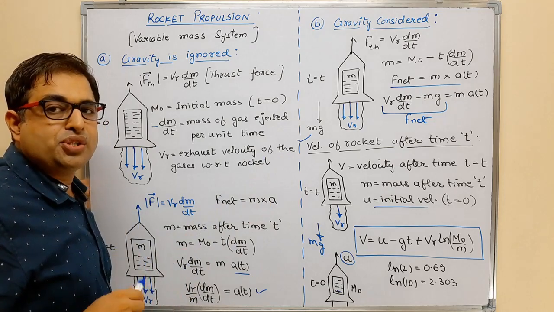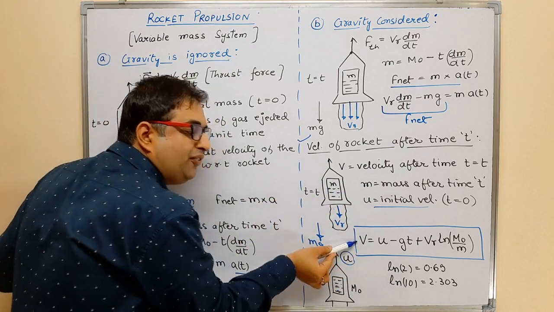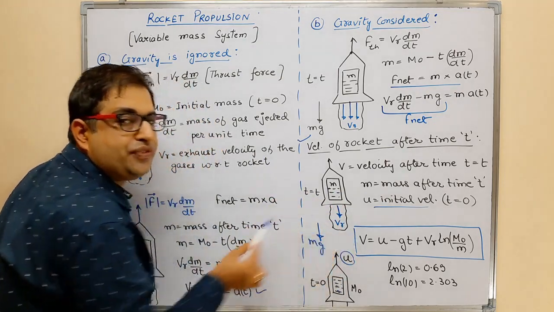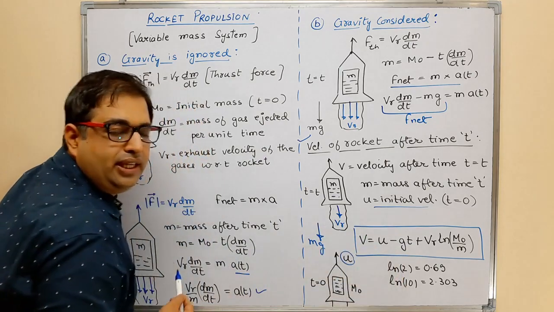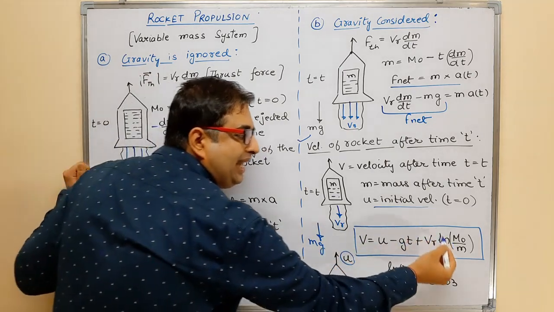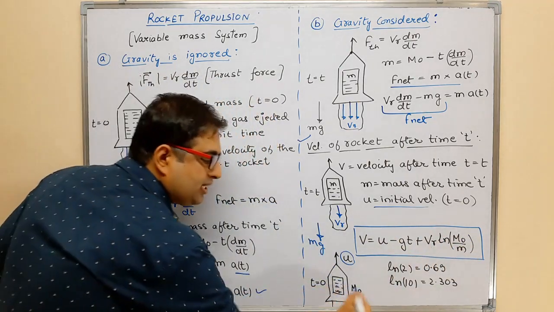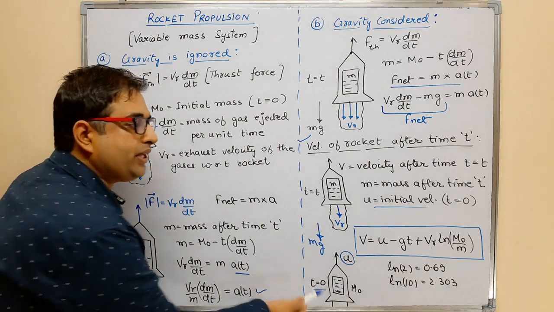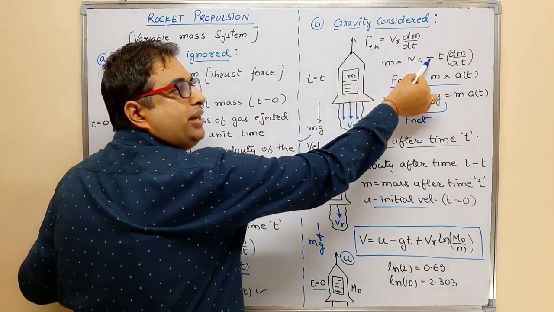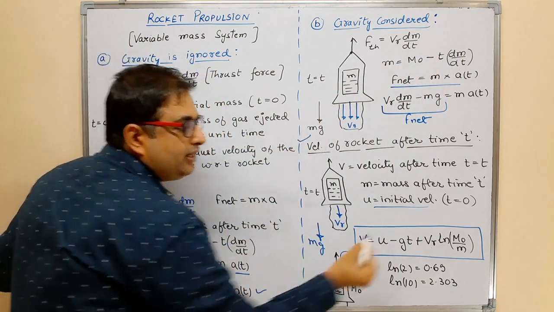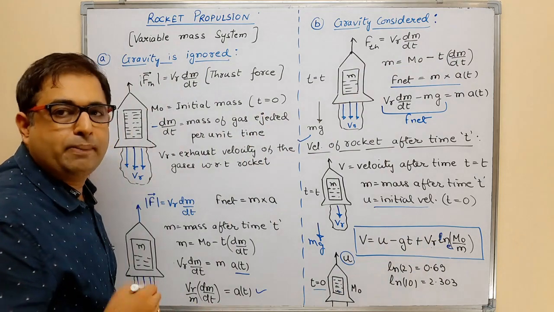But the derivation is not important for competitive exams. So I am telling you the final velocity of the rocket after time t, that is u minus g into t plus Vr ln m naught by m. What is m naught? Initial mass at t equal to 0. What is m? It is the mass after time t, m naught minus t dm by dt. This is ln. Ln means log base e.